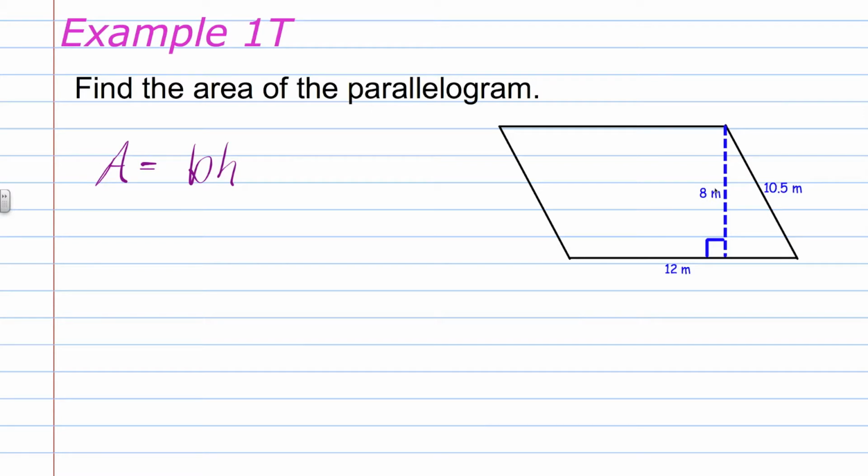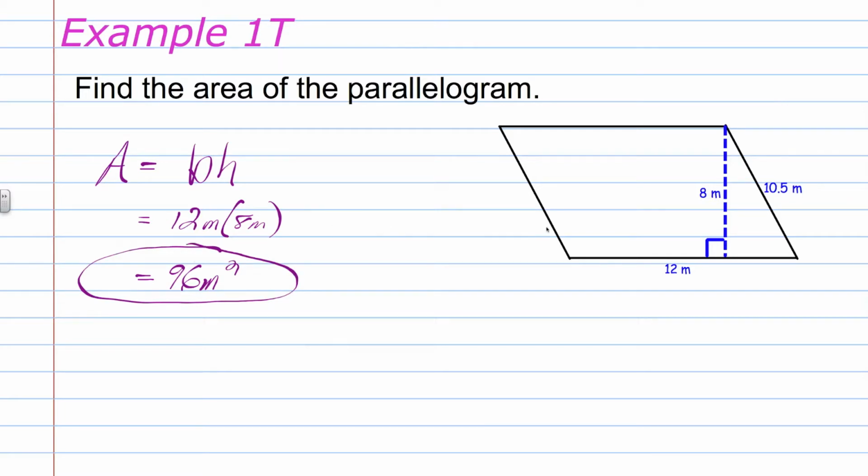And what you have to understand is that this height, since it's perpendicular to this base, it's the height that corresponds to 12 meters. So to substitute in here, you would go 12 meters times its corresponding height, which is 8 meters. When you multiply that out, that gives 96 square meters. So the area of this parallelogram is 96 square meters. The key piece of information that you need to take away here is that you don't need to use this 10.5 because we don't know its corresponding height.